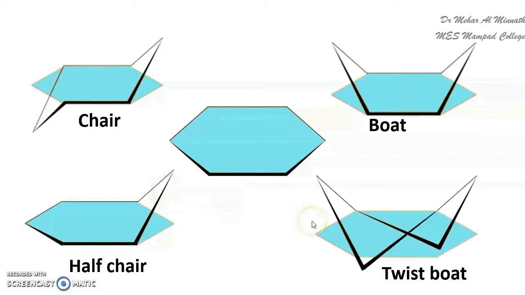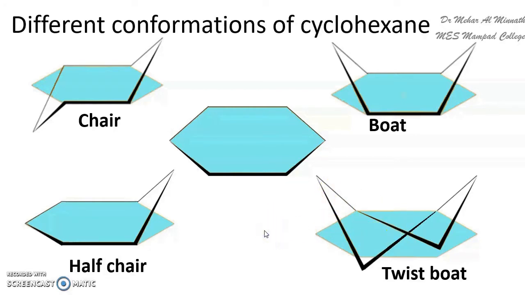And then we also have a twist boat form, which is a structure between the chair and boat. When we convert one chair to another chair, we go through the boat and twist boat, etc. Here, almost all the carbon atoms are displaced from the original plane. So these are the various conformations of cyclohexane. We call them chair conformation, boat conformation, half chair conformation, twist boat conformation, etc.